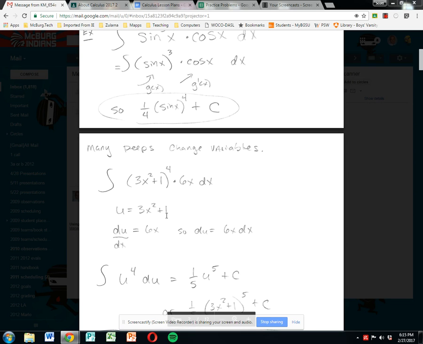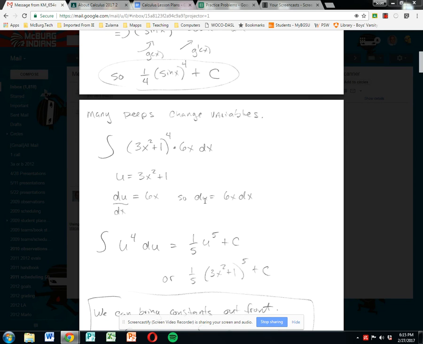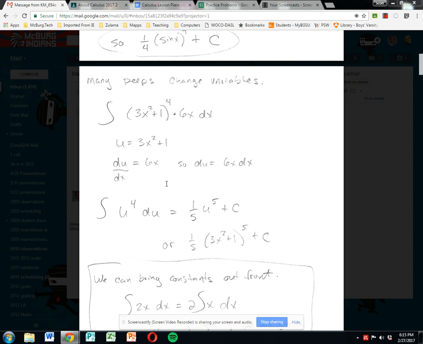All right, so many folks change the variables when it comes to this part. So they do what's called u substitutions. So again, let's take a look. We've got 3x squared plus 1 to the fourth power times this 6x outside. If you'll notice, the 6x is the derivative of the inside. So they make some sort of substitution with a variable u. u equals 3x squared plus 1.